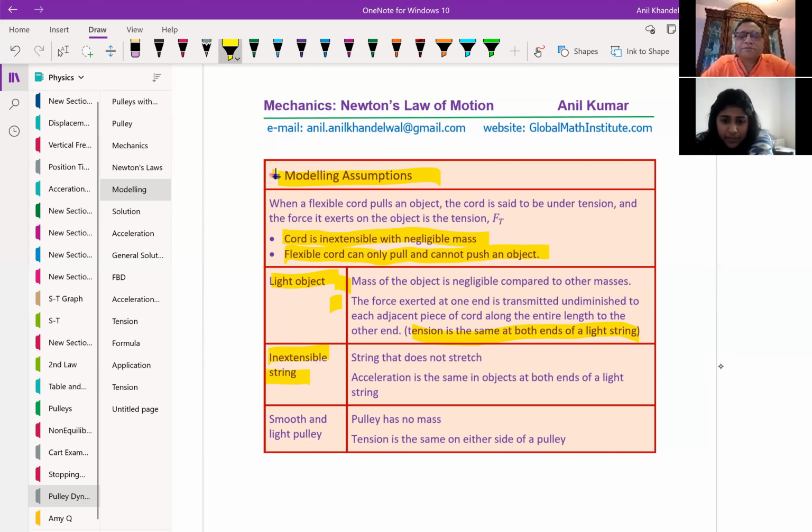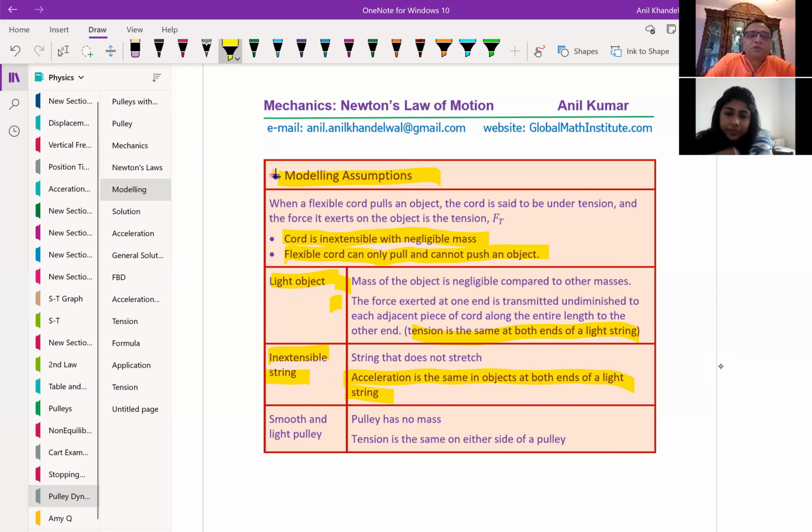Inextensible string. So the string does not stretch, and acceleration is the same in objects at both ends of a light string. So these are very important things. When you draw a free body diagram, you now know exactly that the tension is the same all along the string. Acceleration is also the same all along the string, right? That is very important.